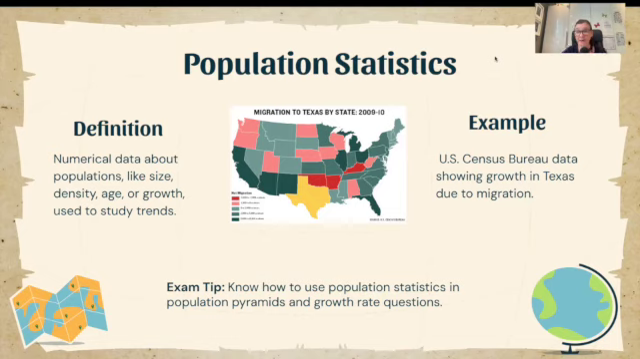So for example, the US Census Bureau data showing the growth in Texas due to migration. Here's an exam tip. You need to know how to use population statistics in population pyramids, which are going to come a bit later, and growth rate questions.